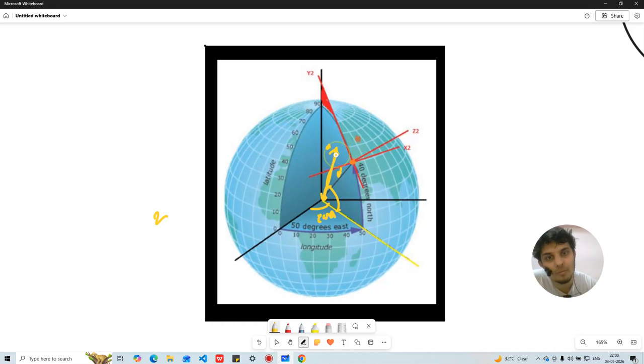So here I have got my point in ENU coordinates. East, north, up. ENU, east, north, up.